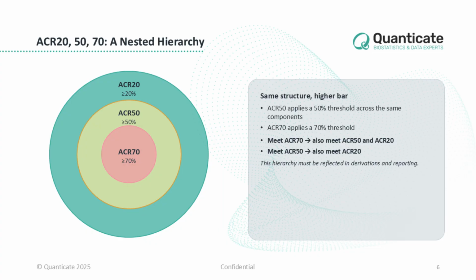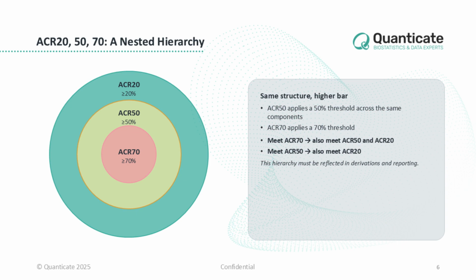ACR50 and ACR70 use the same structure with higher improvement thresholds. ACR50 requires at least a 50% improvement, and ACR70 requires at least a 70% improvement. The categories are nested. For example, a patient who meets ACR70 also meets ACR50 and ACR20. A patient who meets ACR50 also meets ACR20.